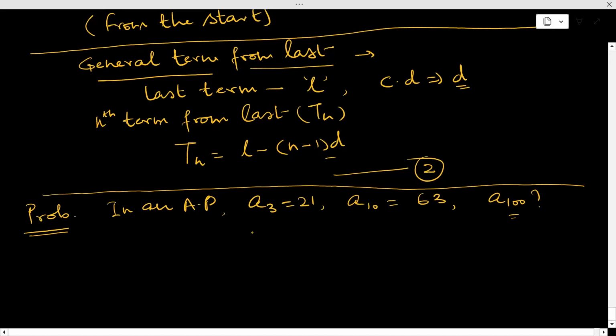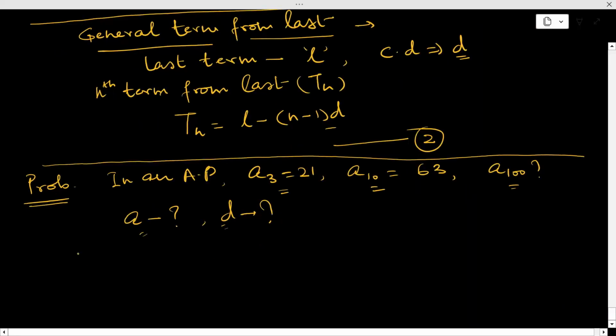So since we need two pieces of information, we have to find out the value of A and the value of D. So we need two values. For this, we are provided these two pieces of information. We need an equal number of pieces of information as the number of unknowns. Here we have two unknowns, the first term and the common difference, so we have two pieces of information.